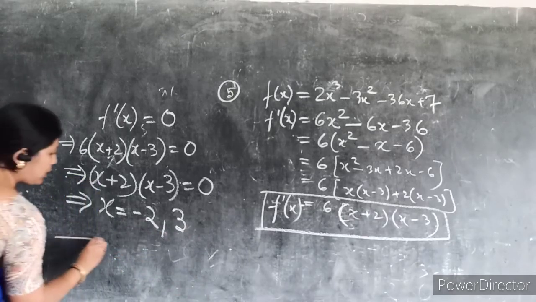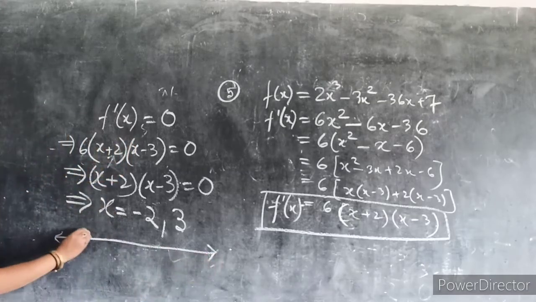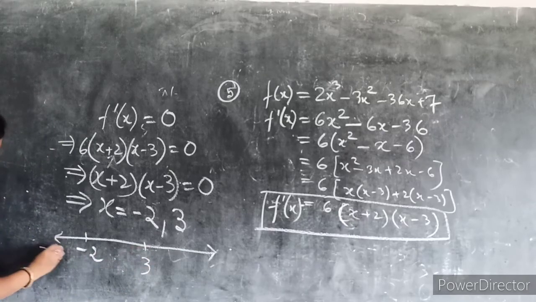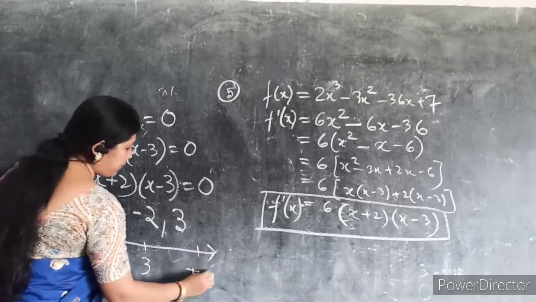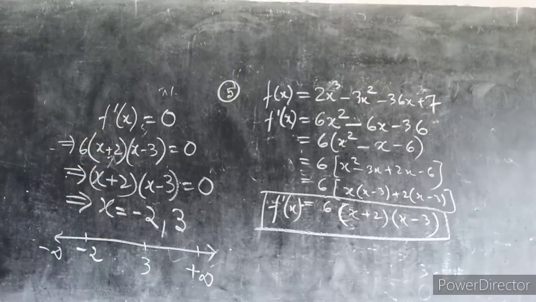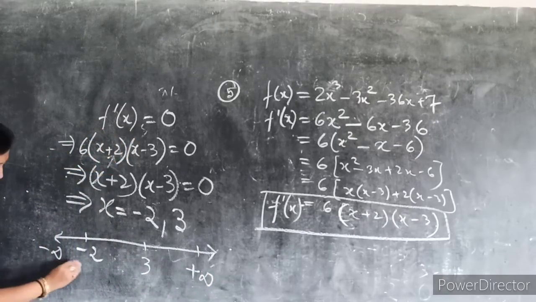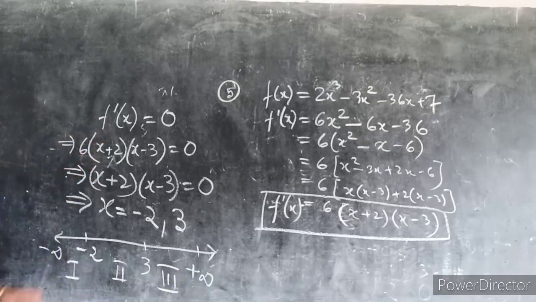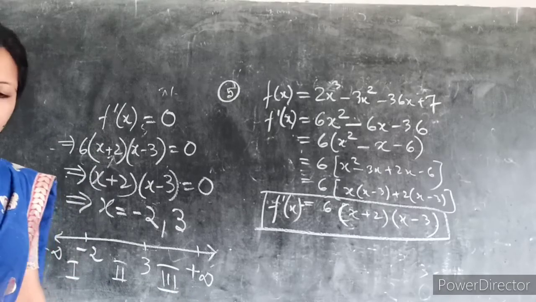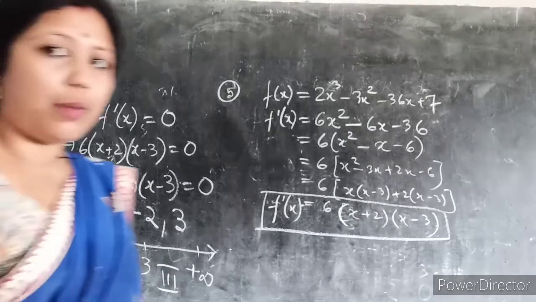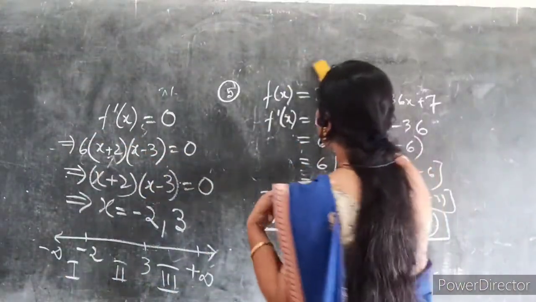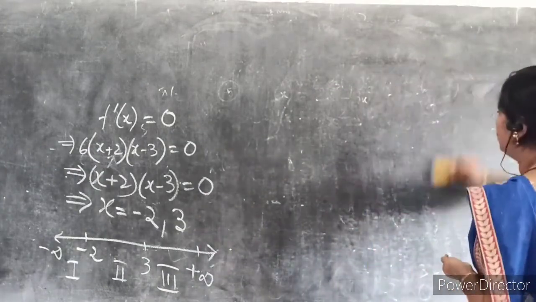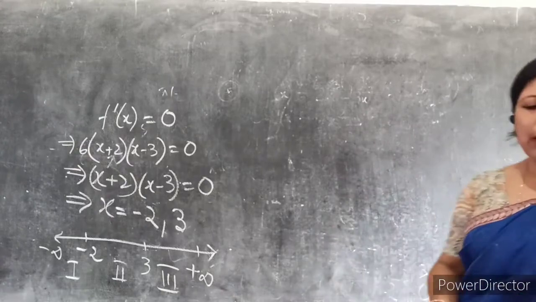So next, what you have to do is simply draw a number line. Minus 2 will be here, 3 will be here, this side will be minus infinity, this side will be plus infinity. Okay, so how many intervals are there? 1, 2 and 3. Okay, so for these 3 intervals, let us see what is the output of our f dash x.